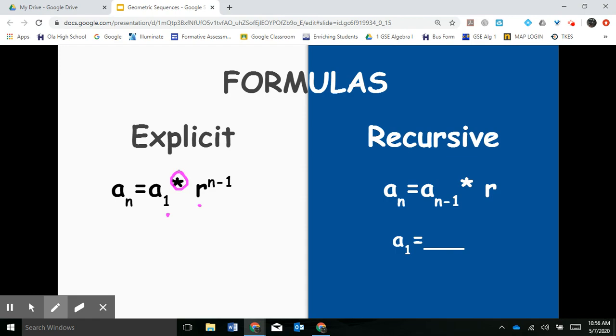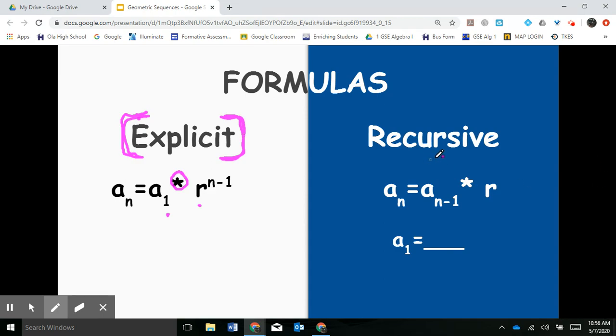Now this is what distinguishes sequences, the n minus 1. When we're doing a sequence of numbers, we always subtract 1 from the term number so that it fits perfectly, because we're starting off at term 1 instead of term 0. So this is the explicit formula. This is the one we always use in all of our problems when we're doing any type of calculations. We always use the explicit formula.